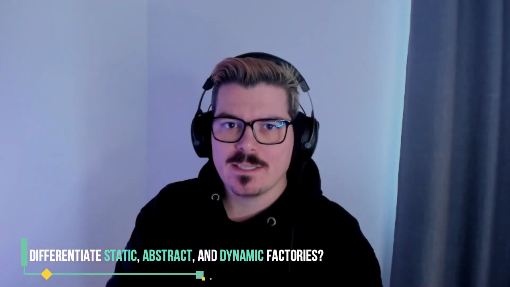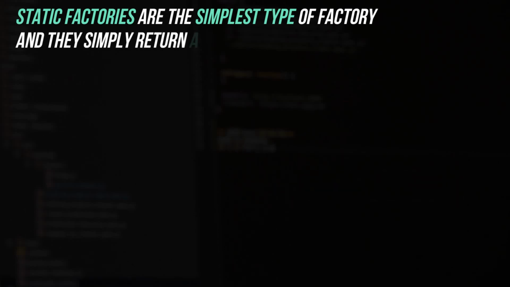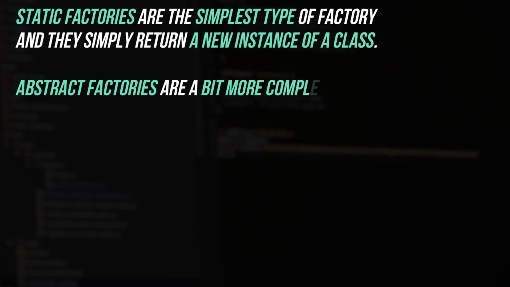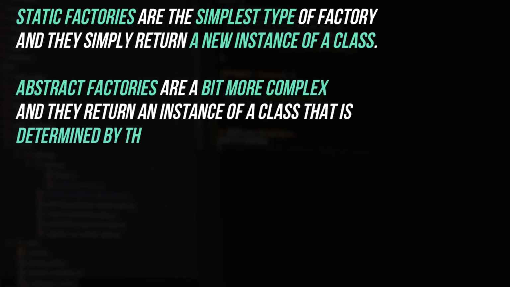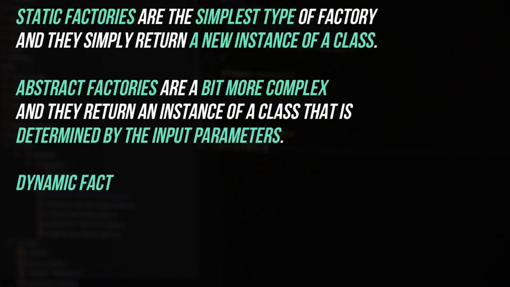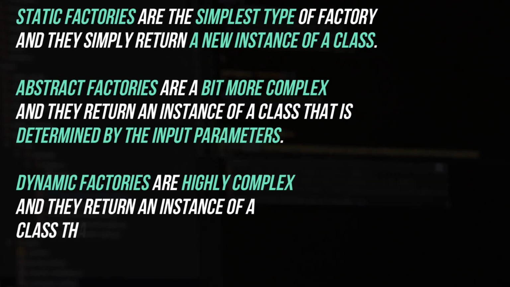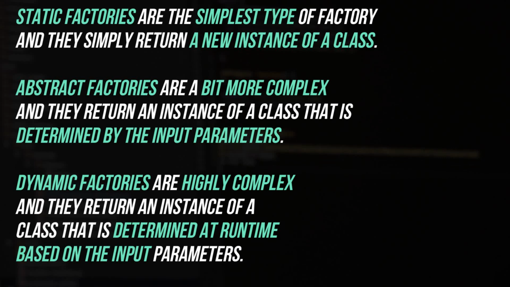The fifth and tricky one, what do you understand by the differences between static, abstract, and dynamic factories? Static factories are the simplest type of factory, and they simply return a new instance of a class. Abstract factories are a bit more complex, and they return an instance of a class that is determined by the input parameters. Dynamic factories are the most complex, and they return an instance of a class that is determined at runtime based on the input parameters.